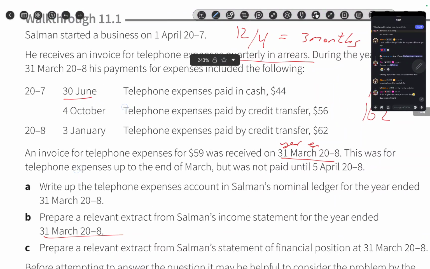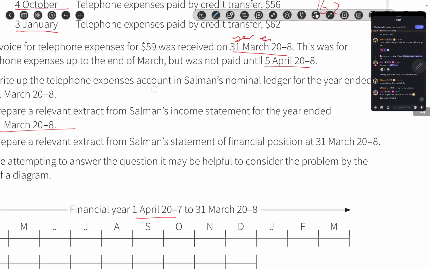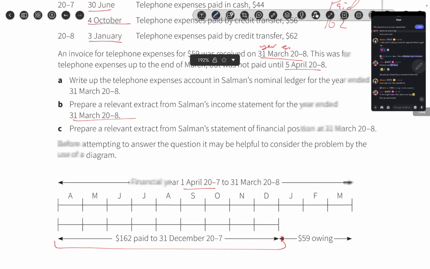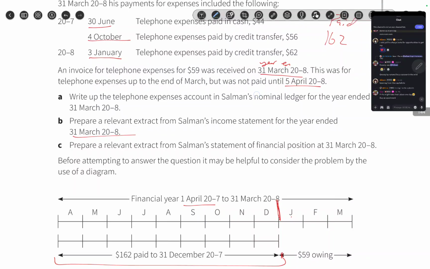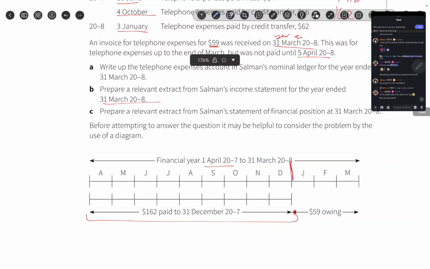Okay, now you can see that the dates he paid on October, but he paid up to September, and here he paid on January, but he paid up to December, and here he paid on 5th April, but he paid up to March. Okay, oh sorry, he did not pay, but it's up to March. So from December, we paid all the way till December from April. And now we have January, February, March. These 3 months left, and it's 59. We did not pay this yet. What is this? It's an accrued liability, accrued expense, and that's a liability.